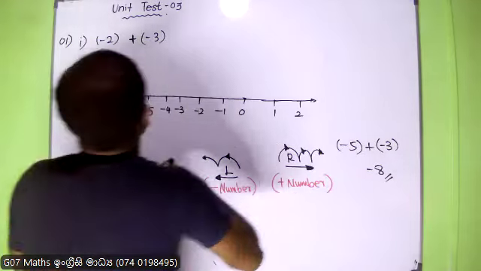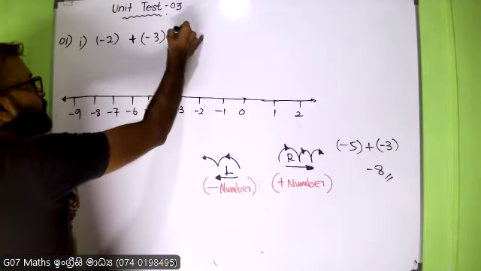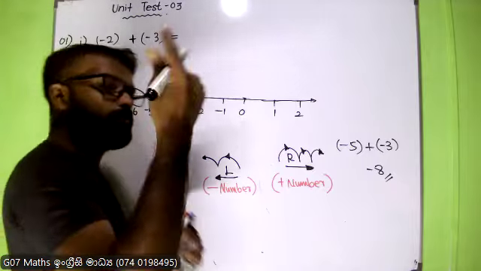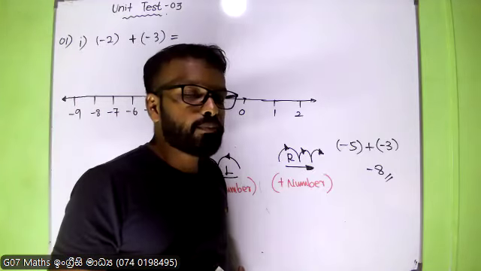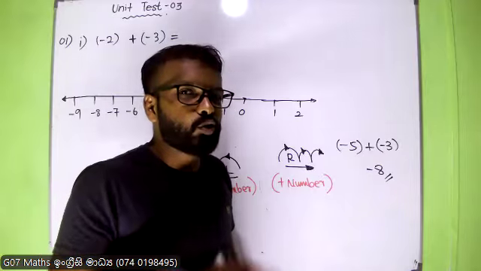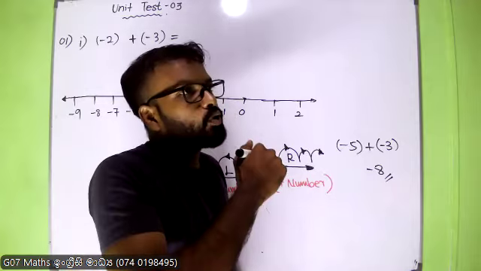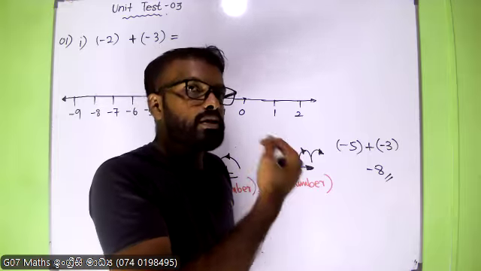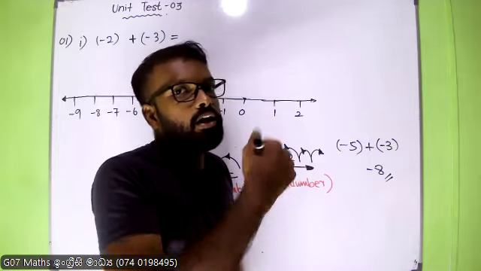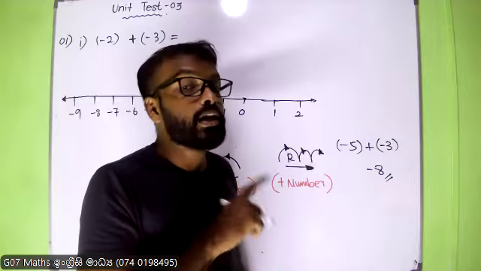Okay, so -2, -3. If I use our previous method, just forget the signs. Both are the same signs. So I have 2 and 3. 2 plus 3 is 5. What is the sign? -5. So my answer should be -5.